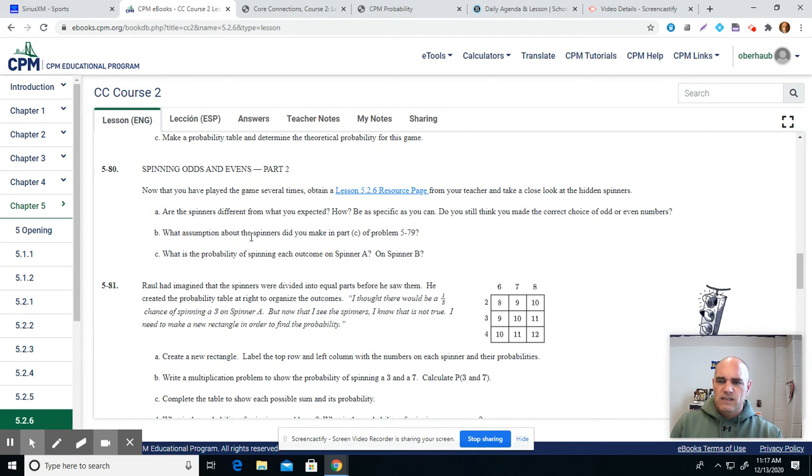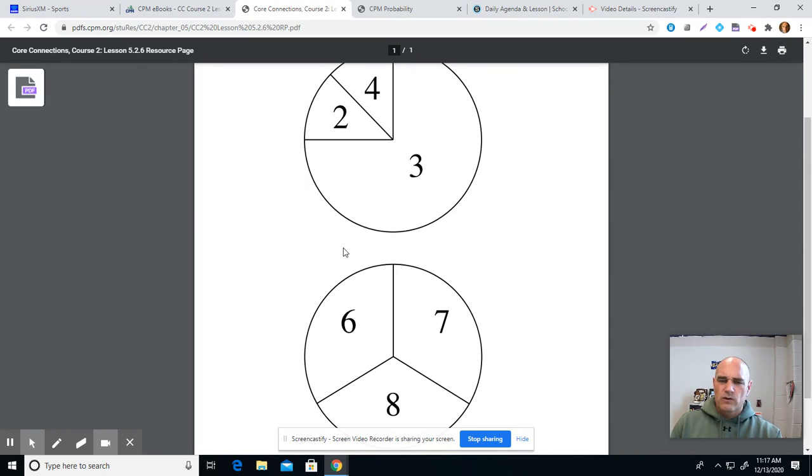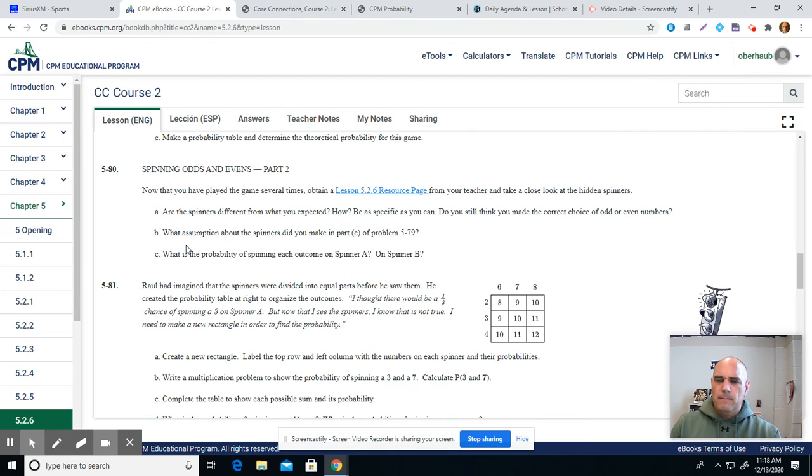So what assumptions about the spinners did you make in part C? Well, when we made this probability table, which is not there anymore, we were assuming that all of these pieces were equal, and they are not. So that's why our game kind of ended up the way that it did.